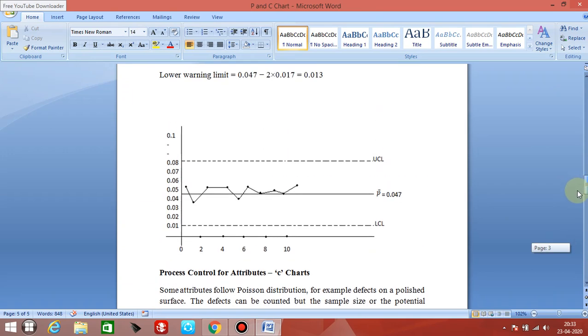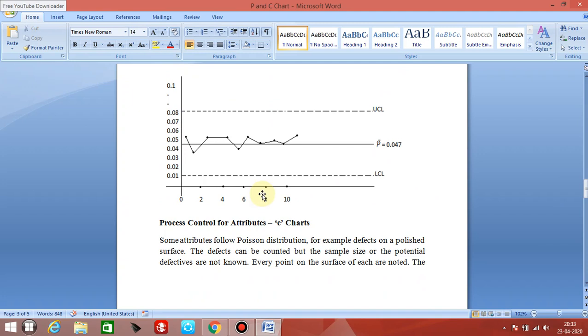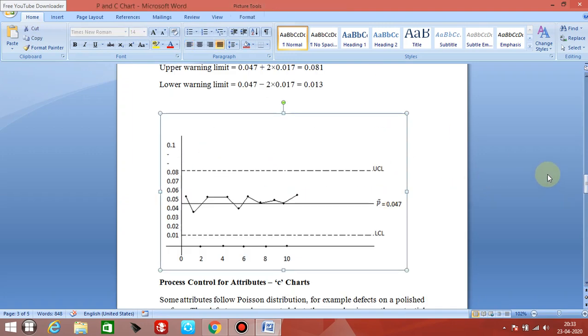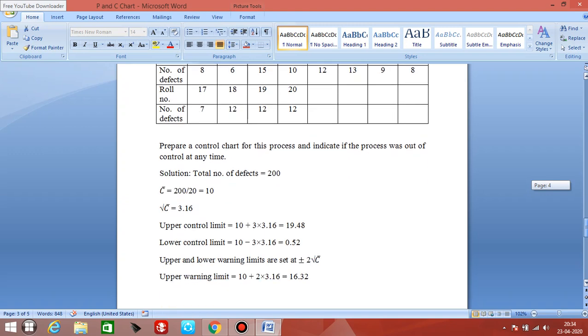Now from here again, the same way you draw the charts, same as the P chart, just like what you have drawn here. Same way you have to draw the C chart. That is, you first go for the observations 0, 1, 2, 3, 4, 5, 6 like that. Then you draw the central line, that is C bar. Then the upper control limit, that is 19 point something. Then the lower control limit, 0 point something, which we have already found. Here 19.48 is the upper control limit, 0.52 is the lower control limit, and the central line is 10.